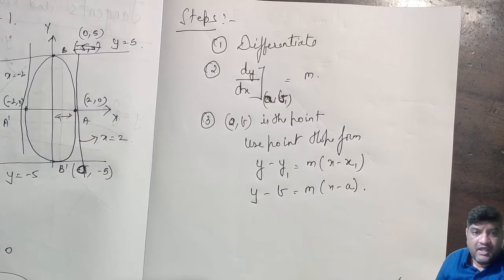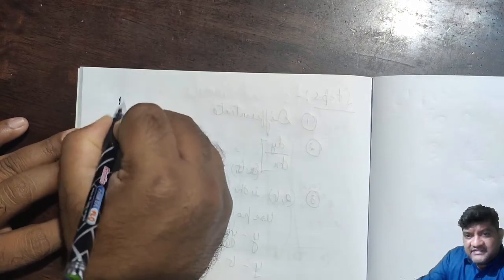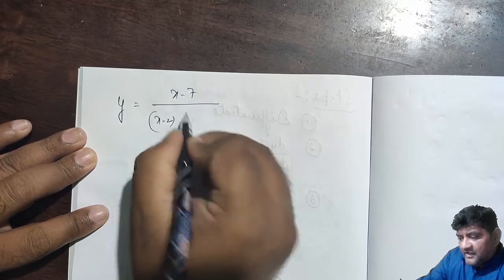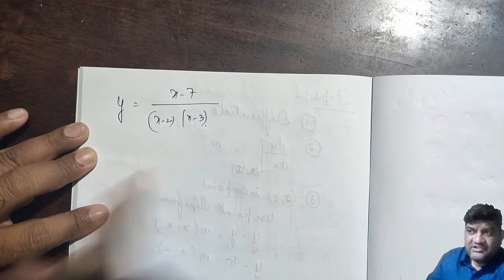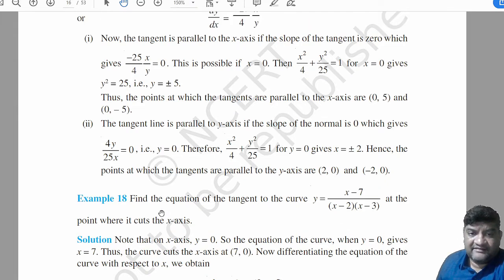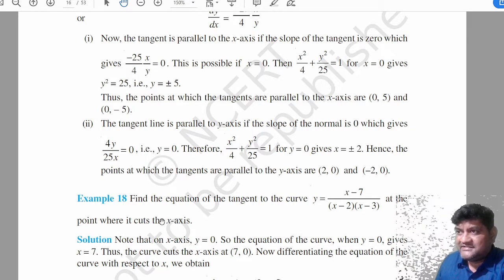I'm going to pick up one question here, which is example 18 from the textbook. So the question says y is equal to x minus 7 divided by x minus 2 into x minus 3. Find the equation of the tangent. I'm reading out the question to you. Find the equation of the tangent to the curve at the point where it cuts the x-axis. Very important. In here, he has not given you the point directly, but he has given you some hints about the point, let's say.